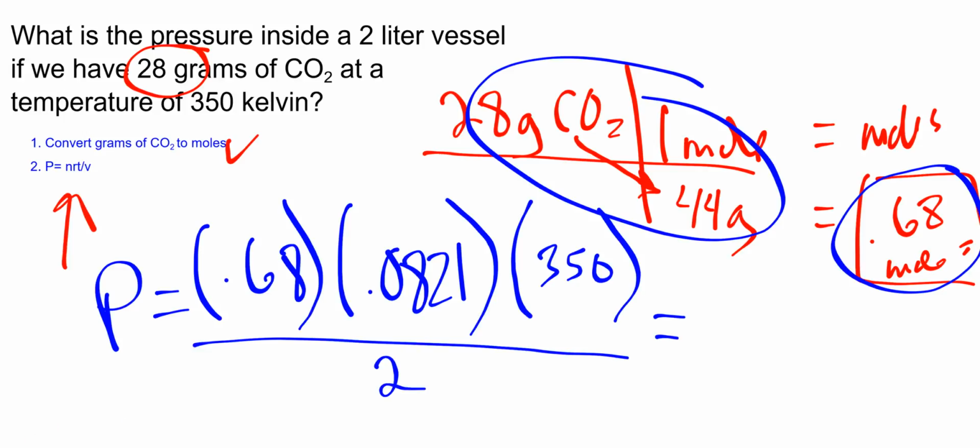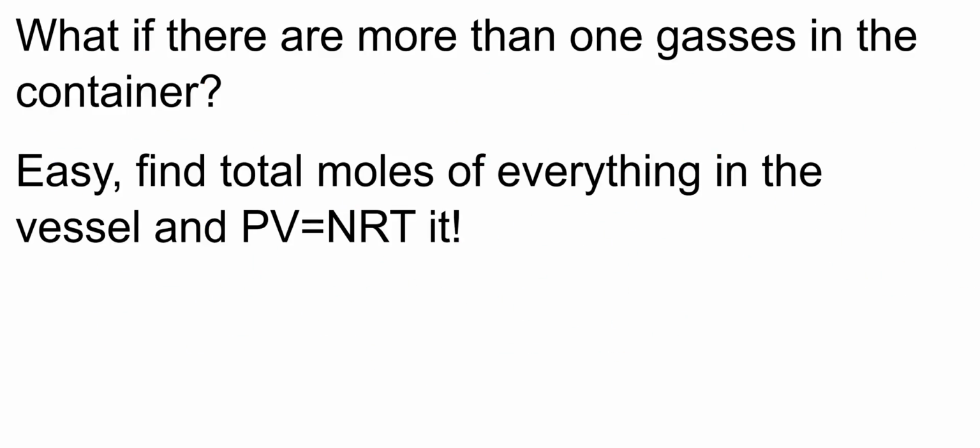Now that you have done 1 or 2 of those sample problems, let's move on to the next part and step the difficulty up a little bit. So, what if there is more than 1 gas in the container? It's pretty simple. We find the total moles of everything in the vessel, and then we PIVNERT it. You'll see this in another slide. But N doesn't care what it is or if it's more than one thing or what it came from, something that wasn't a gas or anything like that. It just cares that it's moles of gas.